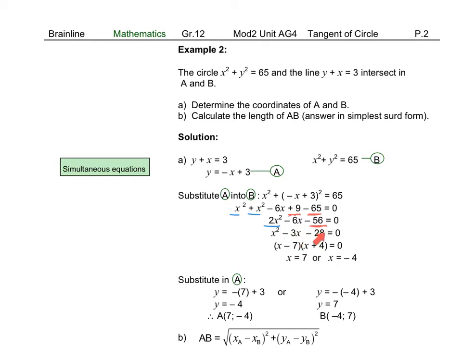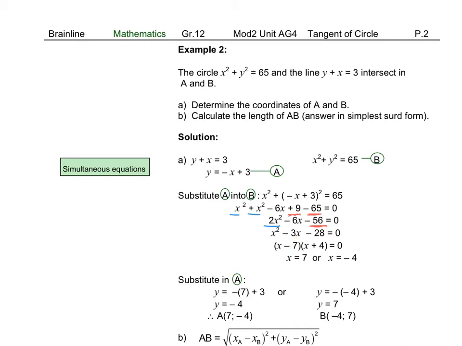Now I can factorize my quadratic trinomial even further by putting them into two brackets. X times x gives me the x squared. Then the factors of minus 28 are minus 7 times 4, which gives me the 28. And I must test my middle term. Minus 7x plus 4x gives me minus 3x in the middle.